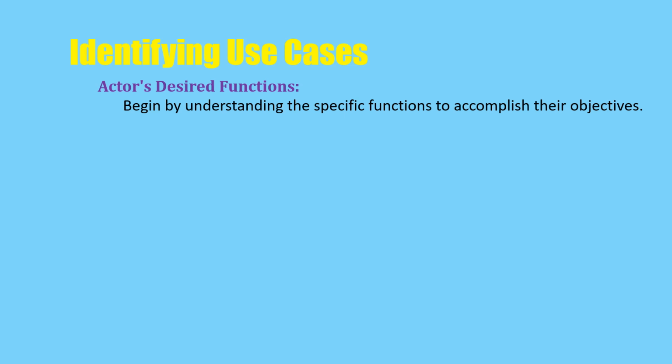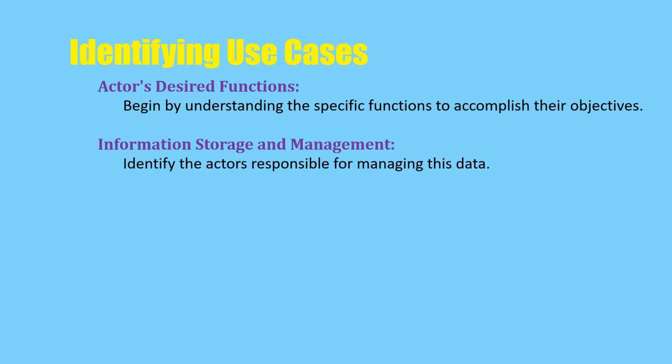For example, in a banking system, a customer may seek to check account balance, transfer funds, or request statements. Information storage and management: identify the types of information stored in the system and the actor's responsibility for managing this data through creation, retrieval, updating, or deletion. For example, an administrator may create user accounts, a customer may update personal information, and a manager may generate financial reports.